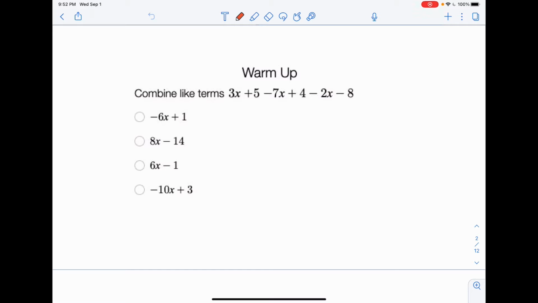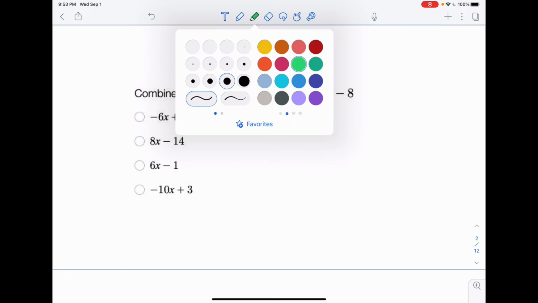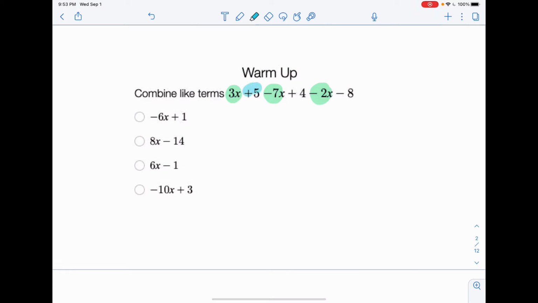3x plus 5 minus 7x plus 4 minus 2x minus 8. Let's identify like terms first. We have 3x here, we have negative 7x, we have negative 2x, and then we have constant terms, positive 5, positive 4, and negative 8.